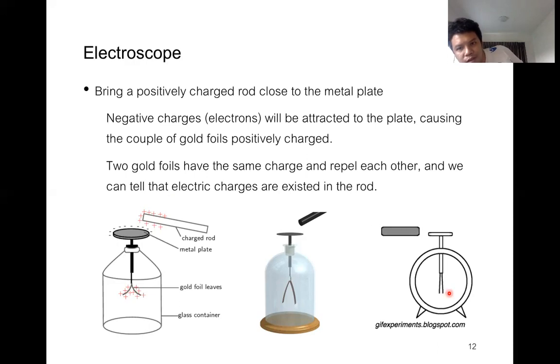With the gold foils or the metal foils separated, we can tell that the object we bring near the disk has charge on it. But if there's no charge on it, this separation of the gold foils will not happen.